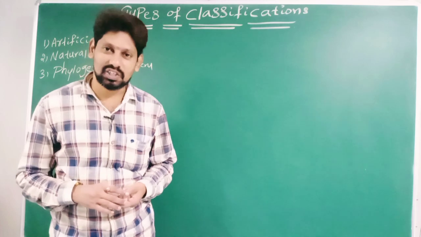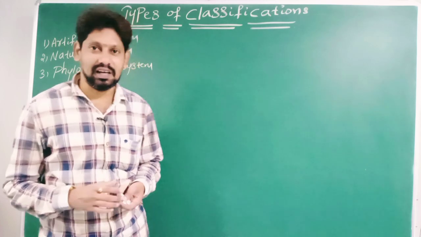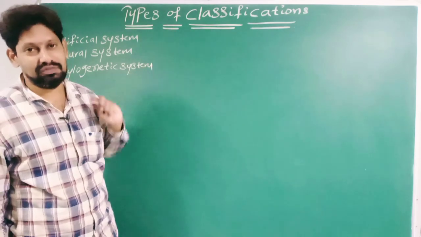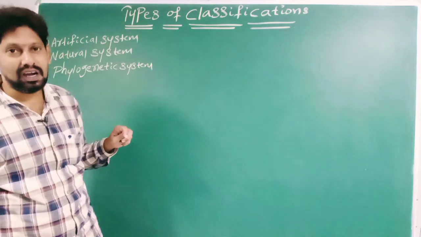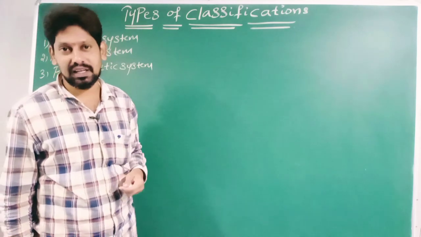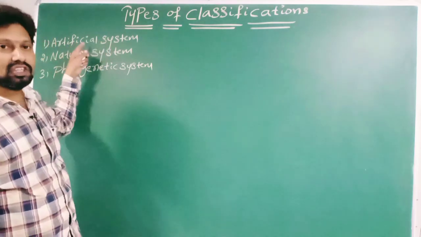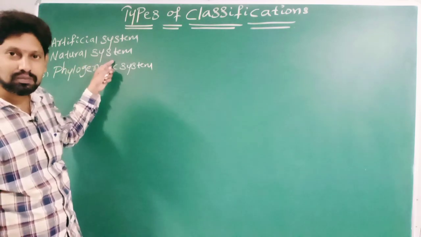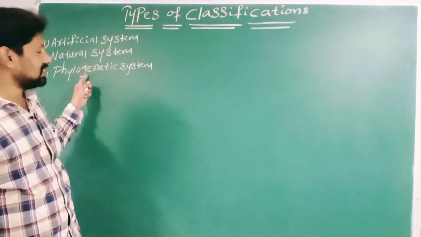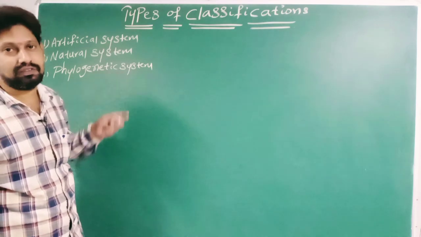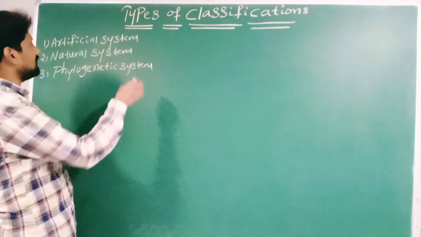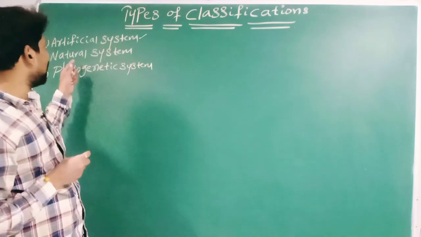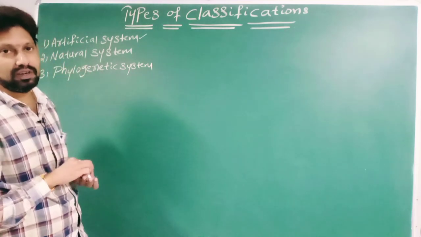In the previous session, we started types of classifications. I told that classifications are of three types. First one is artificial system of classification. Second one is natural system of classification. Third one is phylogenetic system of classification. We completed the artificial system of classification. Now we are going for natural system of classification.